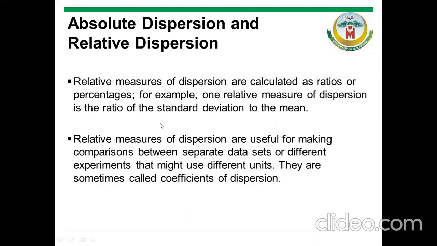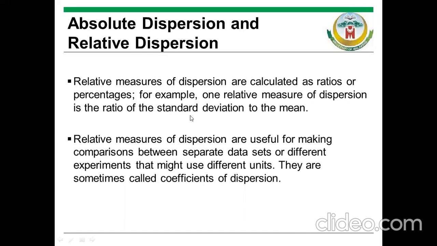Okay, and now relative dispersion, or relative measures of dispersion, are calculated as ratios or percentages. For example, one relative measure of dispersion is the ratio of the standard deviation to the mean. Okay, so like the ratio between the standard deviation and the mean.